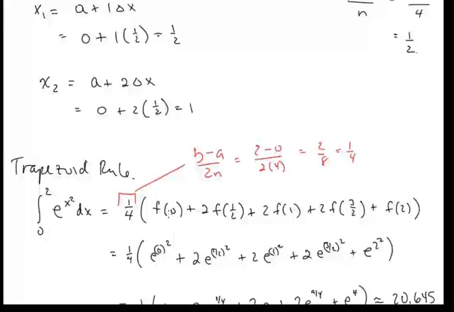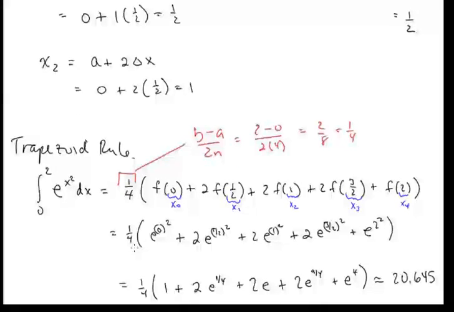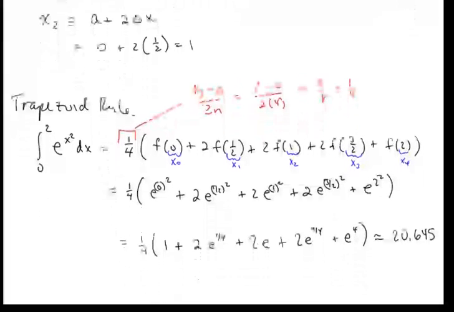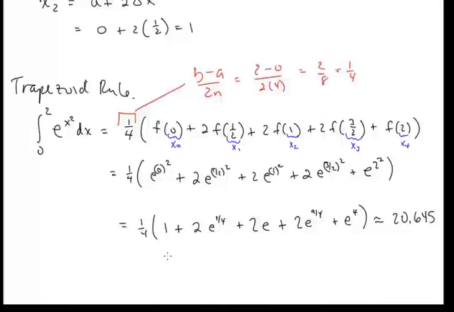So remember that this is our x0, x1, x2, x3, x4. So we'll evaluate here. We'll plug into e to the x squared. 0 squared is 0. e to the 0 is 1. We can simplify that. 1/2 squared is 1/4. We can simplify that. 1 squared is 1. So we could do a little bit of simplification. On an exam, I would say leave it here.